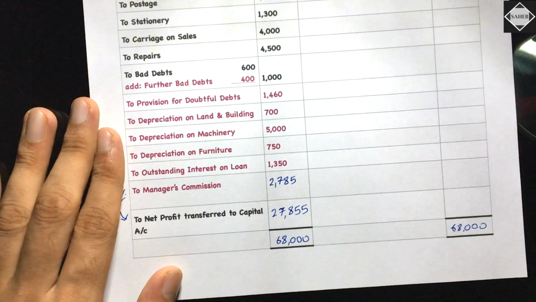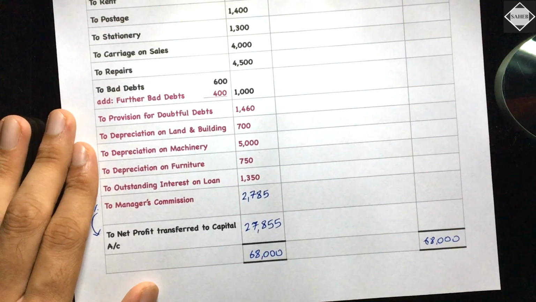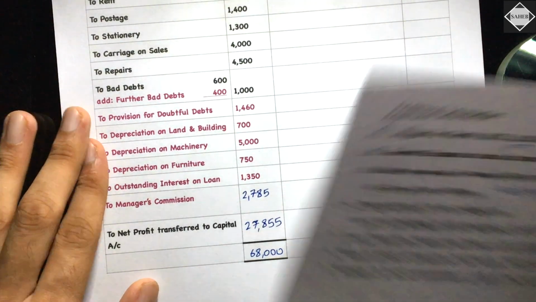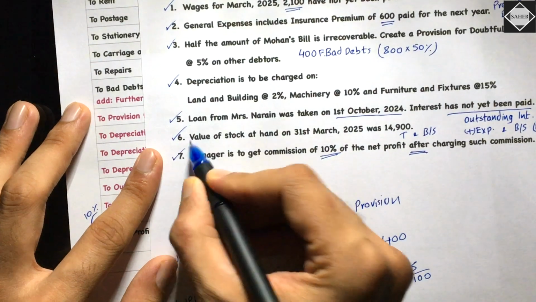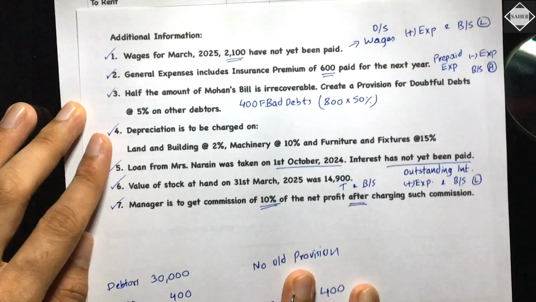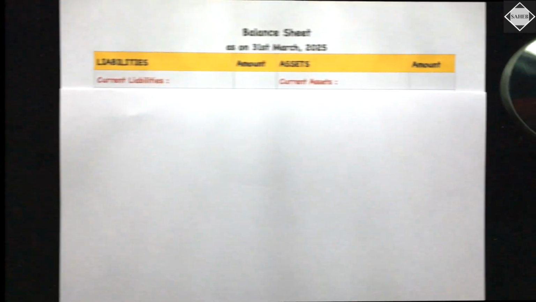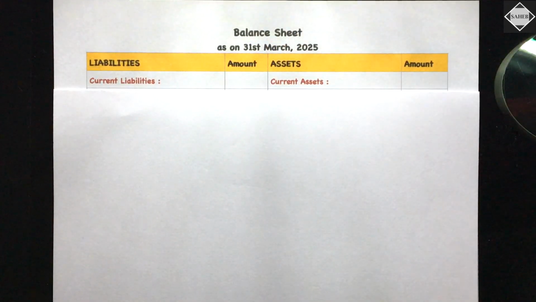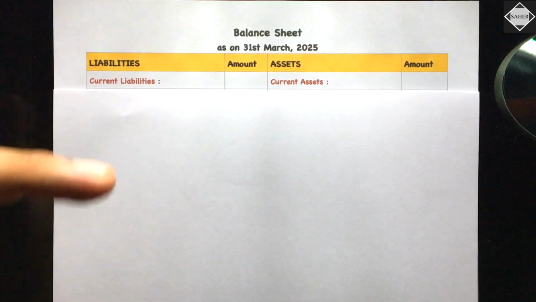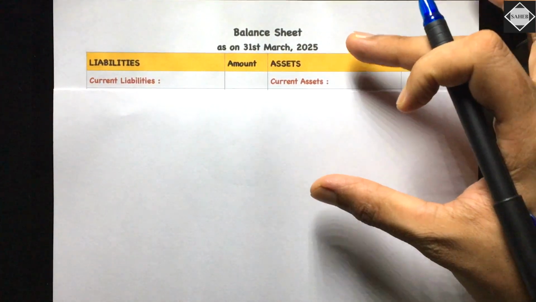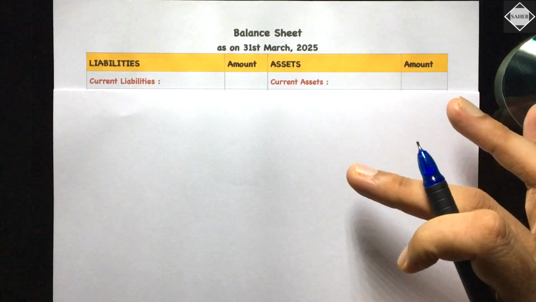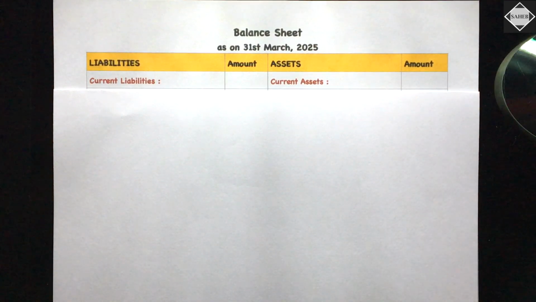Now let's just see the balance sheet. You have understood everything, right? So we are done with all the adjustments as regards P&L, manager's commission also done as regards P&L. Next we have to do the balance sheet. Now see, here we have the balance sheet. We are preparing it in the order of liquidity: current liabilities, non-current liabilities, then capital, current assets, then non-current assets. All right.